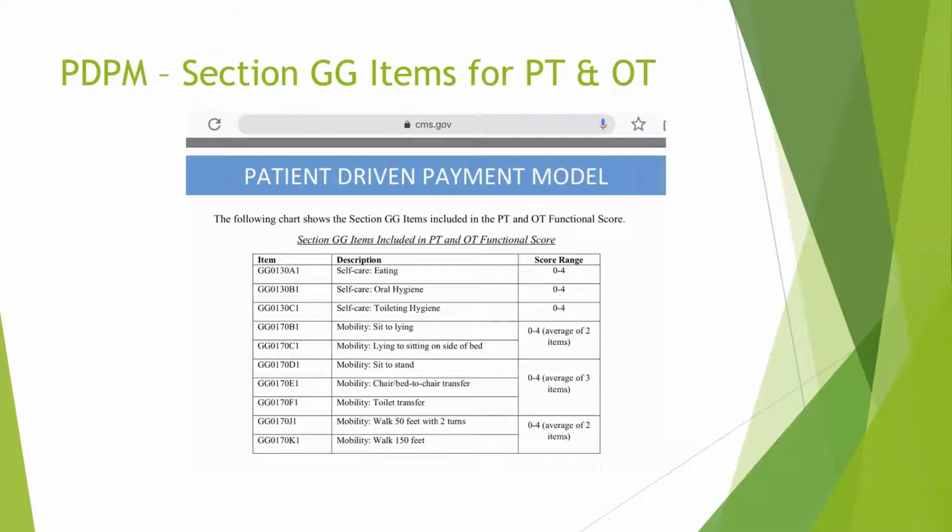On this next screen, you can see the specific section GG items that we discussed. We mentioned there were 3 self-care items. One of them is eating, one is oral hygiene, and one is toileting. And then for mobility, we've got quite a few here. So a sit to lying assessment, lying to sitting on the side of bed, sit to stands, chair and bed to chair transfer, toilet transfer, walking 50 feet with 2 different turns, and then walking 150 feet. So it classifies whether they score a 0 to a 4 on all of those, and then the mobility ones tend to average based on which GG item you're looking at.